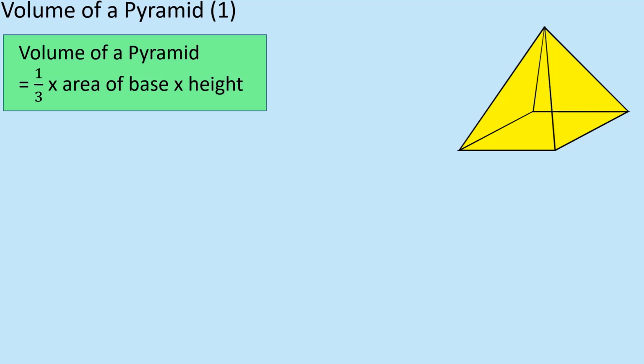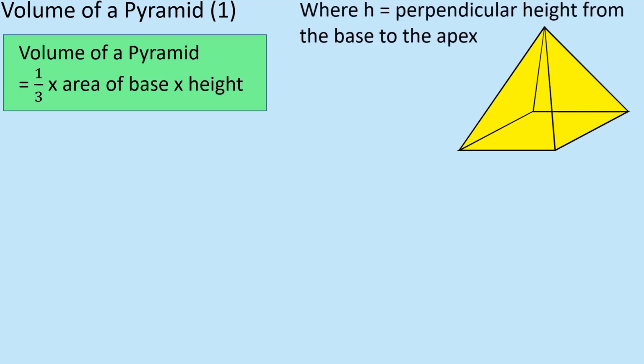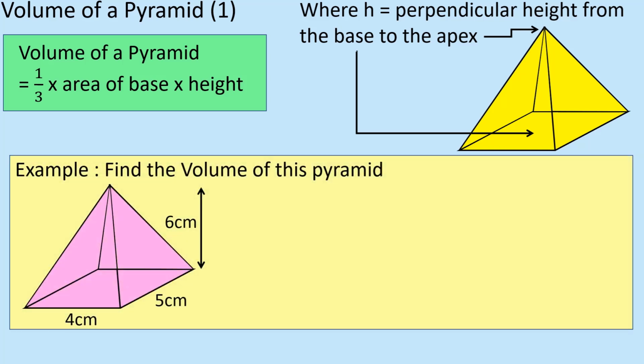And of course it doesn't have to be a square base, it could be any base, but certainly we're talking about the base as being the base of the apex, and obviously the height being a perpendicular height, which it kind of mentions over there. So find the volume of this particular pyramid.